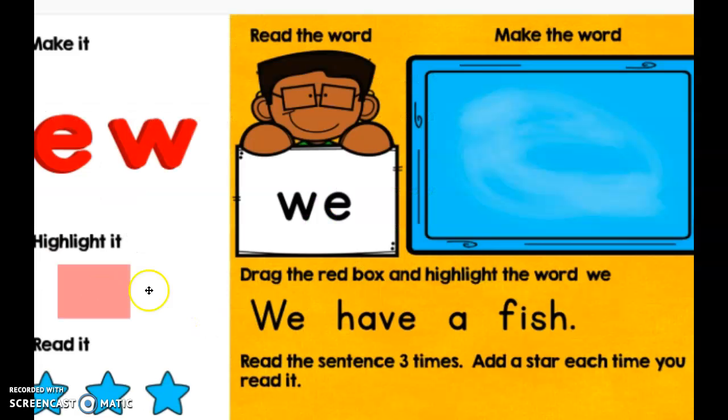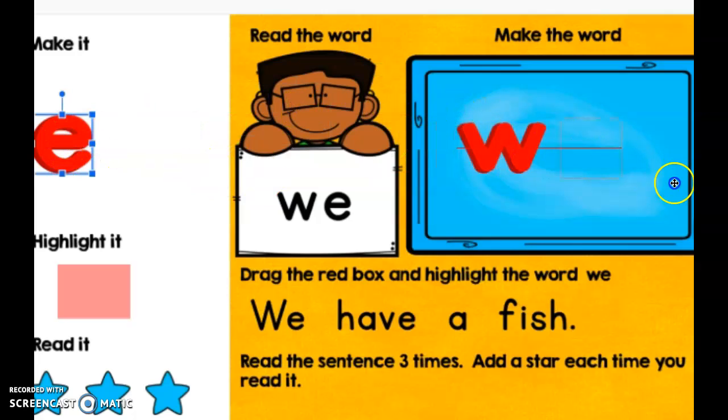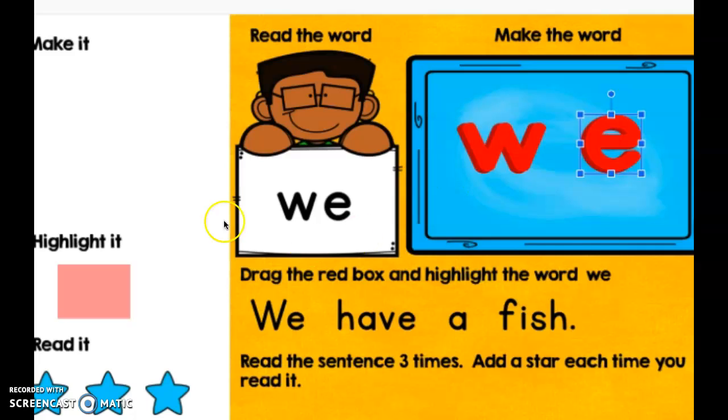Our next sight word, you're going to read the word we. Over here, you're going to move them over to make we. You're going to use that red highlighting tape to highlight it. And then you're going to read it 3 times to a grown-up. We have a fish. And you're going to put it right back. You're going to move a star each time you read it. Okay?